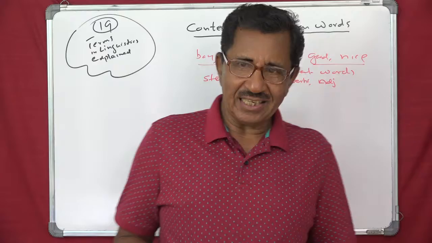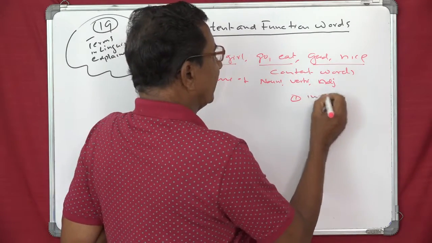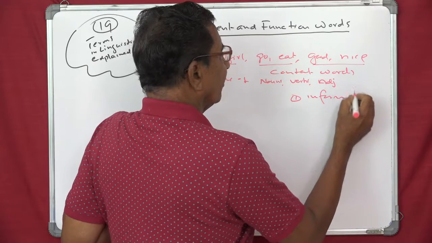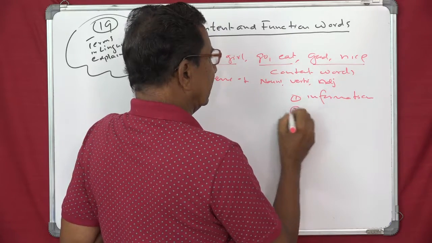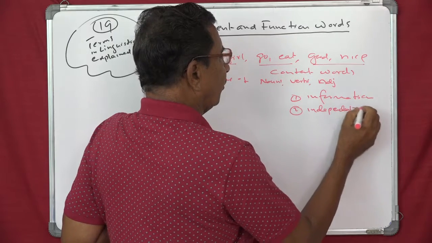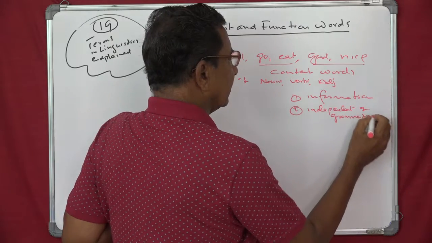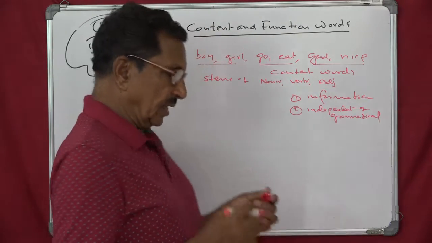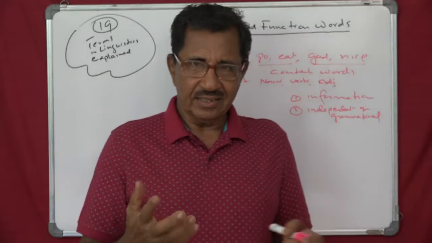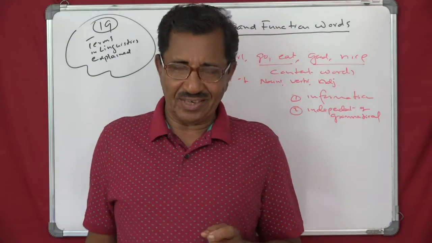And secondly, they are independent of the grammatical system. One, they give information. Second, independence. Grammatical system means even without knowing the grammar, you can understand. It conveys the sense, or meaning, you can say, or content.